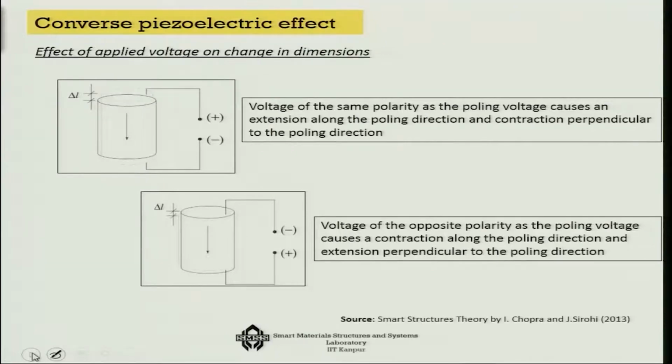Now for the converse piezoelectric effect, where you are interested in deforming the system, what will happen? If I apply plus and minus following the direction of polarization, then what I am going to get is a voltage of the same polarity as the Poling voltage, it will cause an extension along the Poling direction. So it is going to expand. On the other hand, voltage of opposite polarity as the Poling voltage will cause a contraction in the system. So that is how we will get the direct and the converse effect of piezoelectricity.